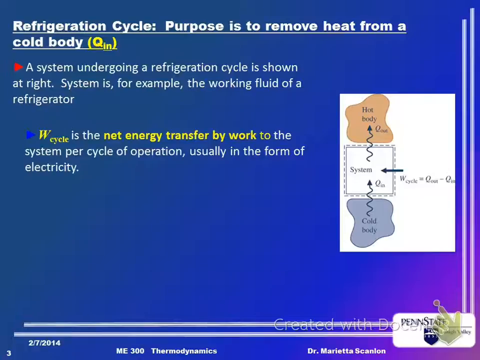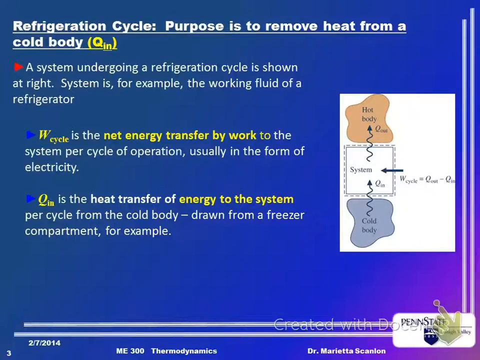So W cycle is energy transfer by work to the system. Yes? Another good example would be a window air conditioner unit or even a standalone air conditioner unit that you'd sit in a room. It still needs to be vented outside. Yes, for hot air. And it pulls and cools the already cooler air. Yeah, good. So W cycle is in.